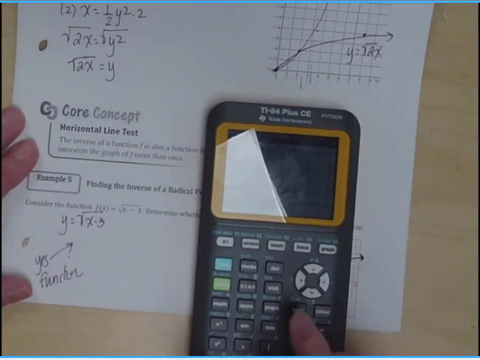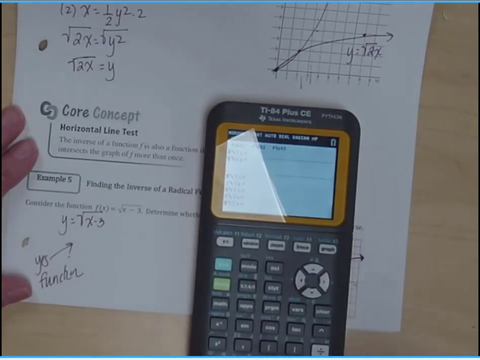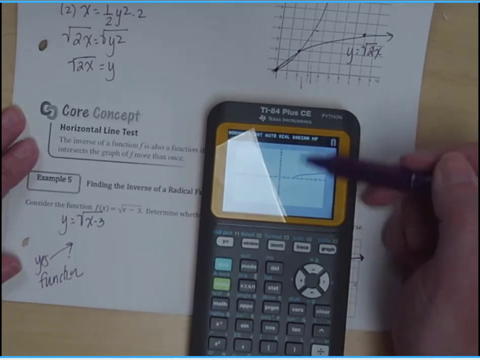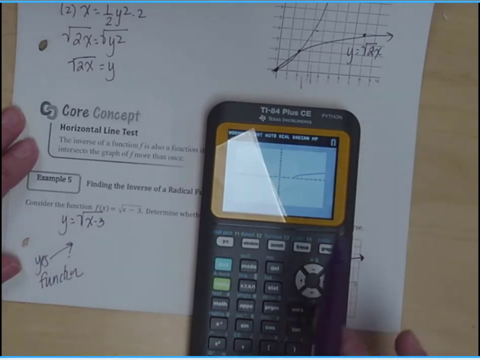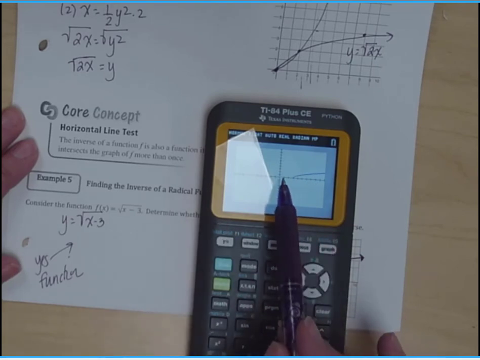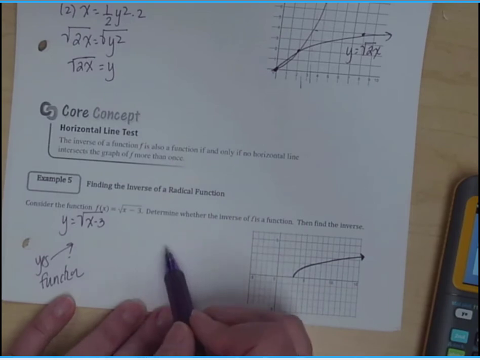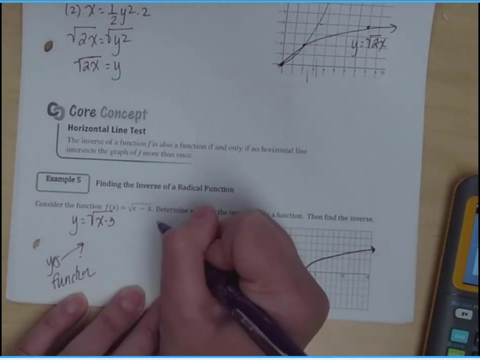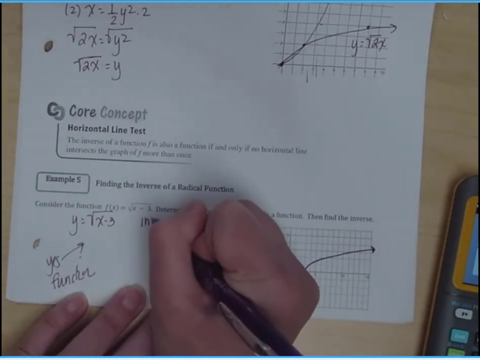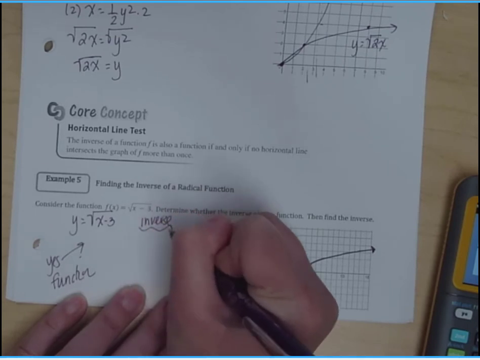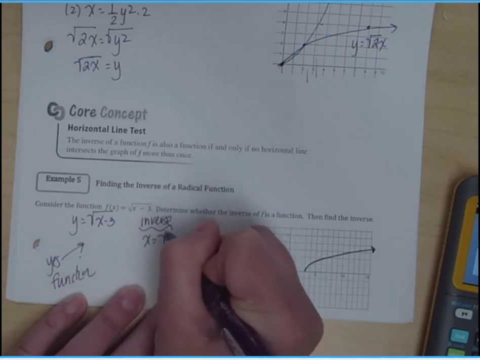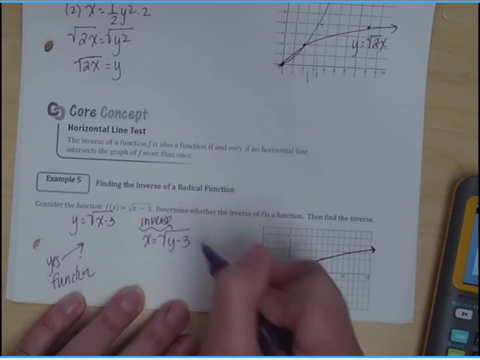So if I were to graph that and go back to y equals, let's clear these out. So if y equals the square root of x minus 3, this is my original function. Does it pass the vertical line test? Yes. Now, my other function, the inverse, needs to pass the horizontal line test. So let's figure out what that is. So we're going to swap our x and y's. So here's our inverse. So I've got x equals the square root of y minus 3.